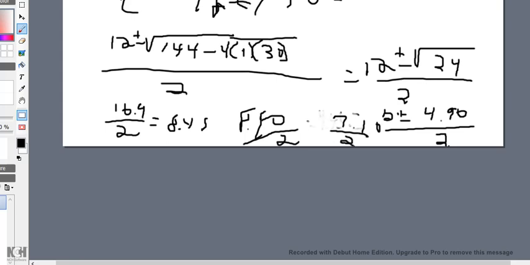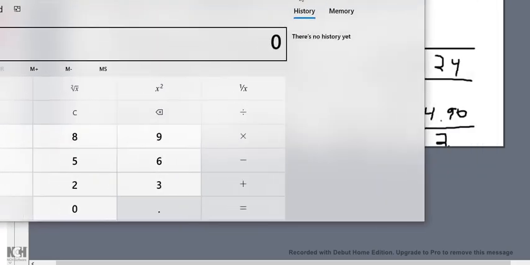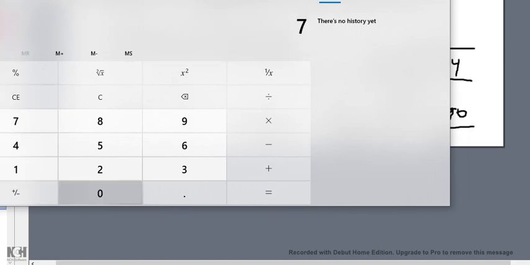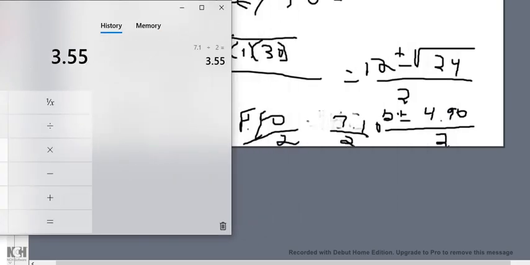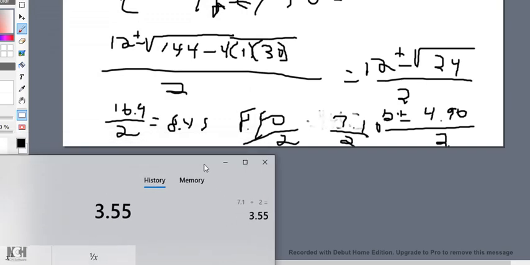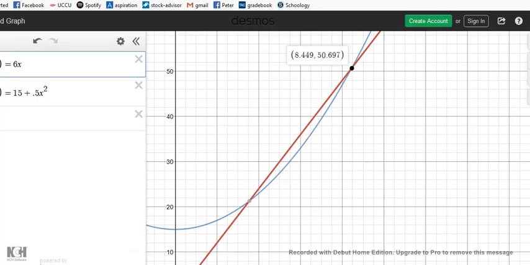Check out the handy dandy calculator again just to be safe. Should be 7.10 divided by 2 equals 3.55. So we said 7.10, 3.55. So my two intersections should be 3.55 and 8.45, right? Let's go back to Desmos and see how close we were.